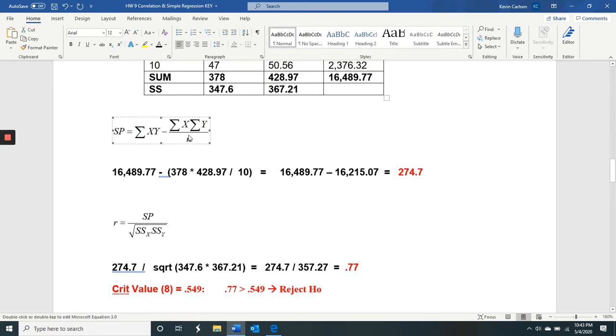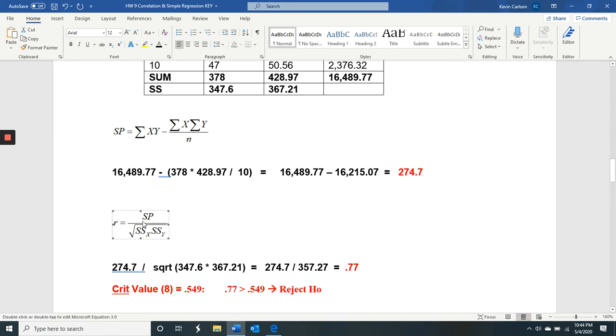So we take the formula for SP. We do SP first. We plug in the numbers, sum of xy minus sum of x times sum of y, divided by n. N is 10, there's 10 employees. When we solve for it, we get an SP of 274.7.